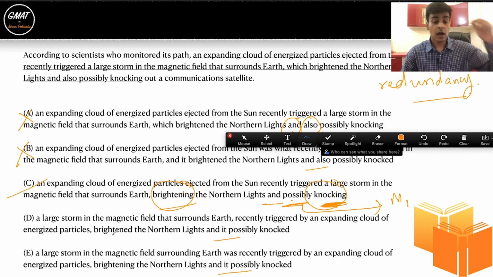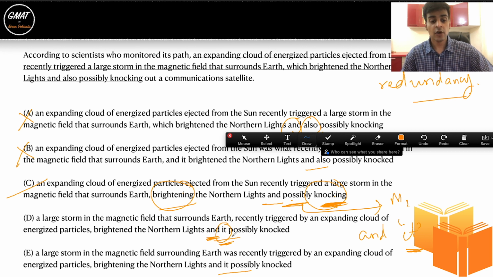Let's look at D. A large storm in the magnetic field that surrounds Earth, recently triggered by an expanding cloud of energized particles, brightened the northern lights, and it possibly knocked. This is redundant, isn't it? And you can keep this as a rule. The and it form 9 out of 10 times is incorrect. There are certain cases where it would be right. If you understand that, great, but if you're stuck in the exam and this does come out to you, use it, right? It's redundant because it beats the purpose of parallel construction, right?